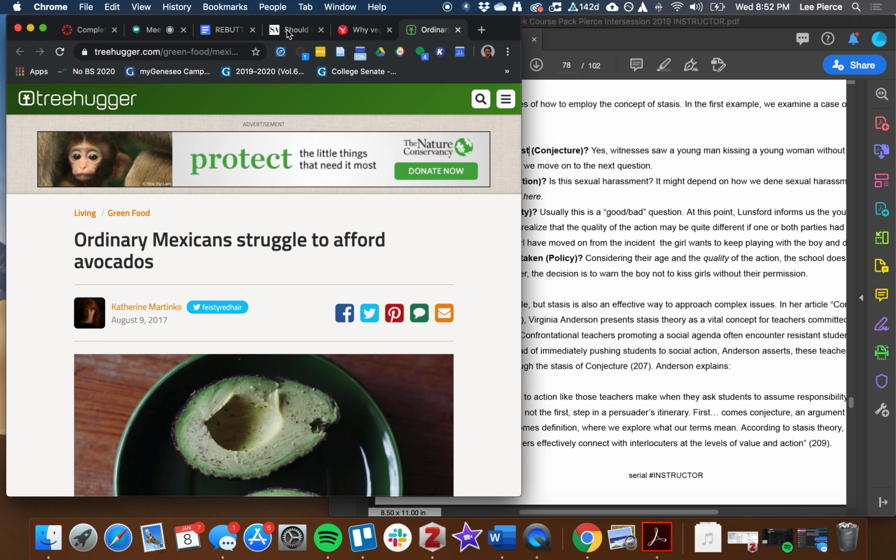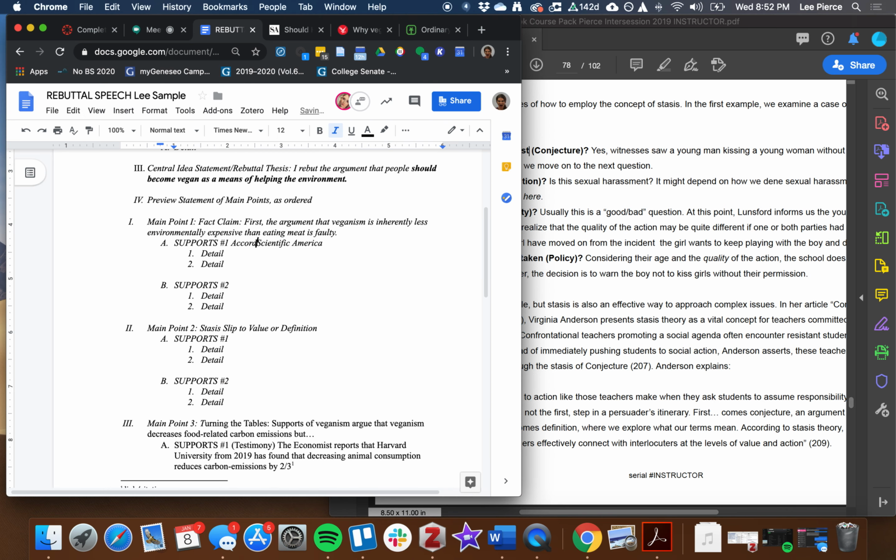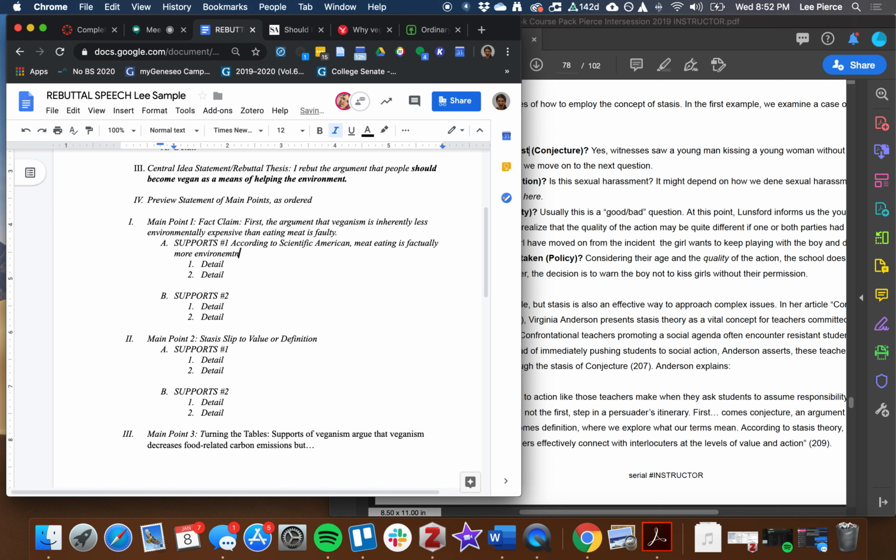Nope, not The Independent. What is it? No, not the Tree Hugger. What's this one called? Habits. So, according to Scientific American, meat eating is factually more environmentally taxing than a plant-based diet or whatever.